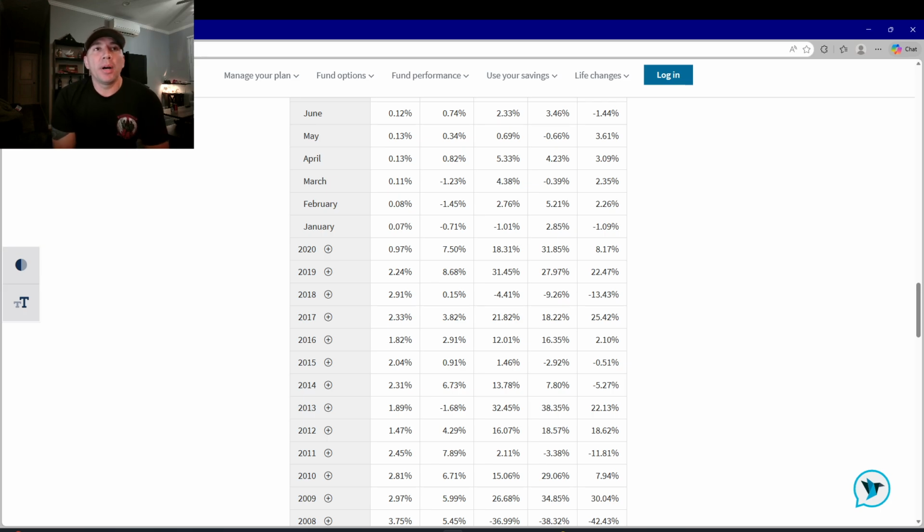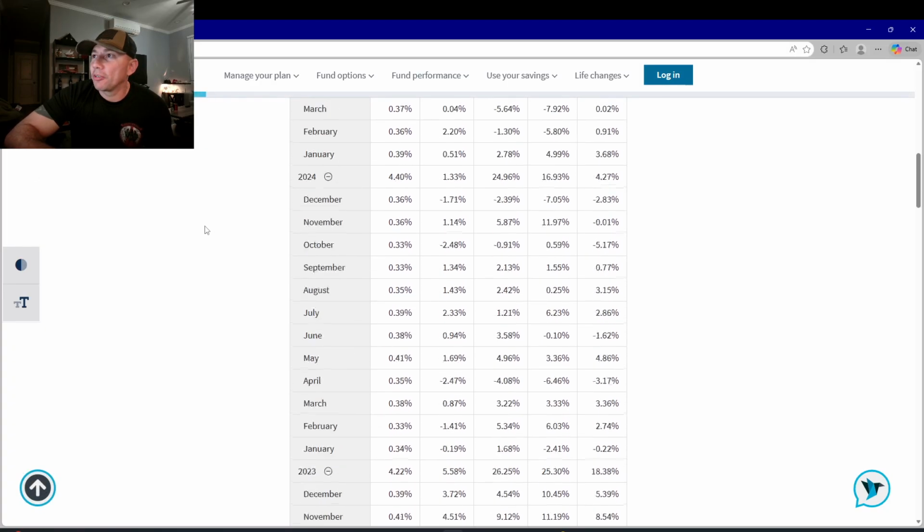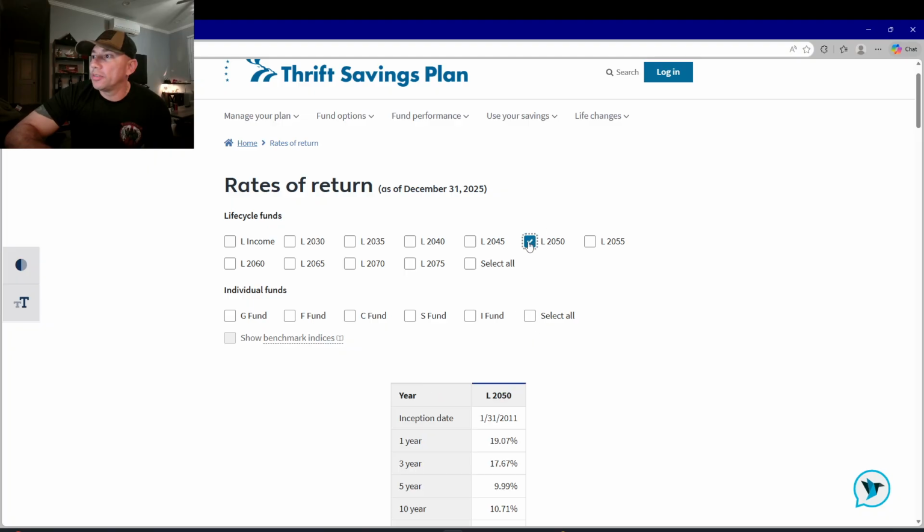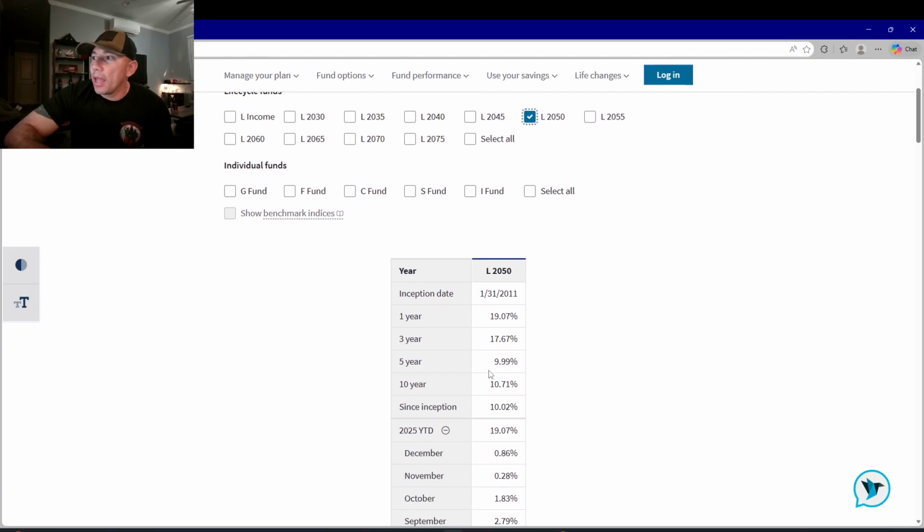I had a buddy tell me, just buy it and leave it. That's what you do with IRAs, and that's what you do with TSP. He's not wrong. You could just sit in the L fund for your whole career. I'll give you an example. Looking at the L 2050, over 10 years it's at 10%, 5 years 9%, 3 years 17%. Last year they did pretty well.